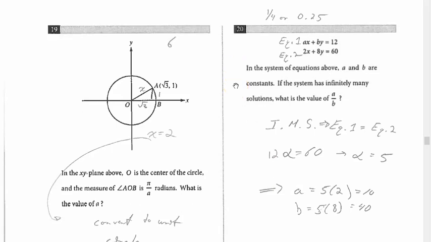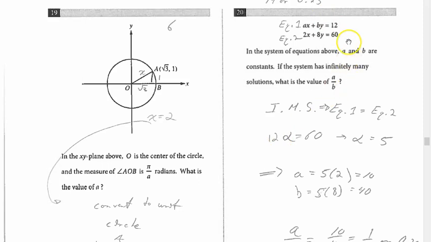And our final question for this section, we are given two equations. In the system, values a and b are constants, so they're just numbers. If the system has infinitely many solutions, what is the value of a over b? Well, infinitely many solutions, or what I call IMS, means that these things are exactly the same. So the first step here is I know that equation 1 and 2 are the same thing, they just look different.